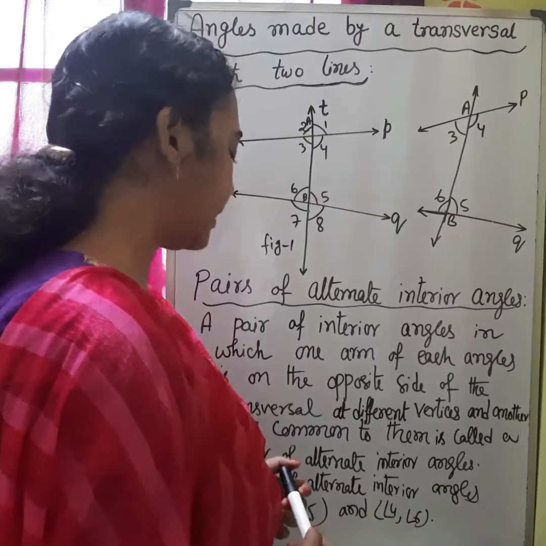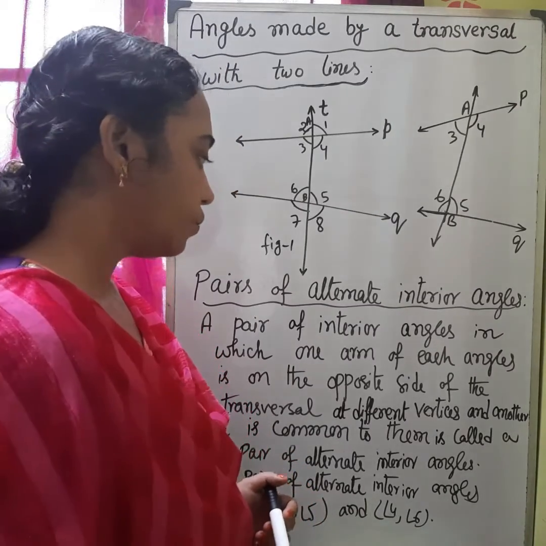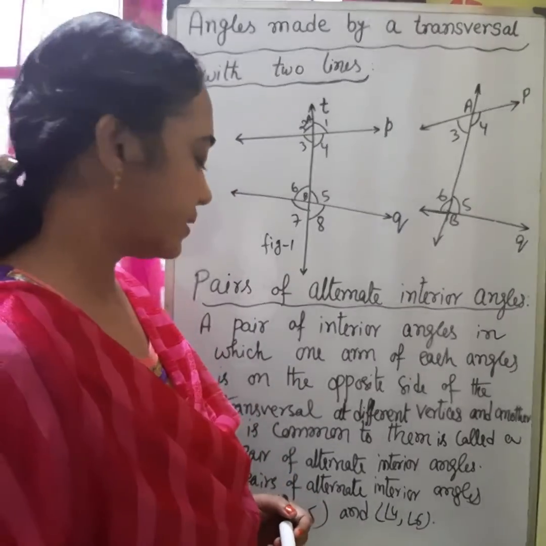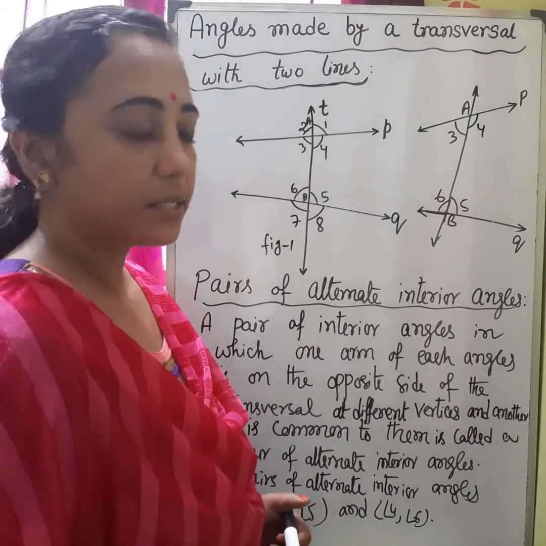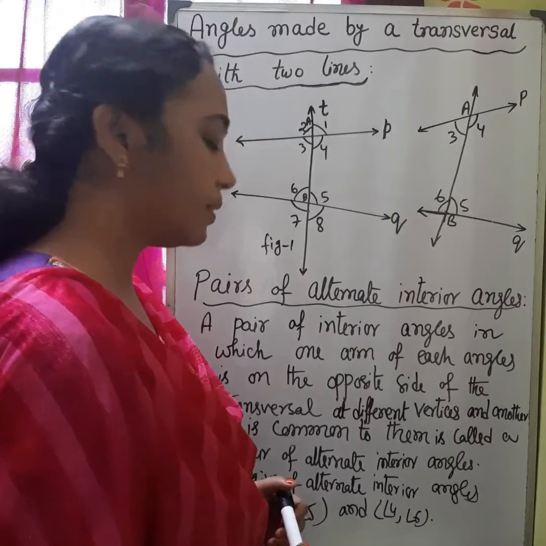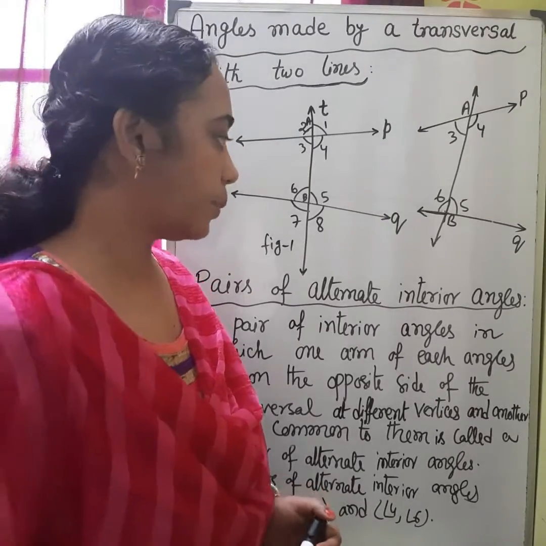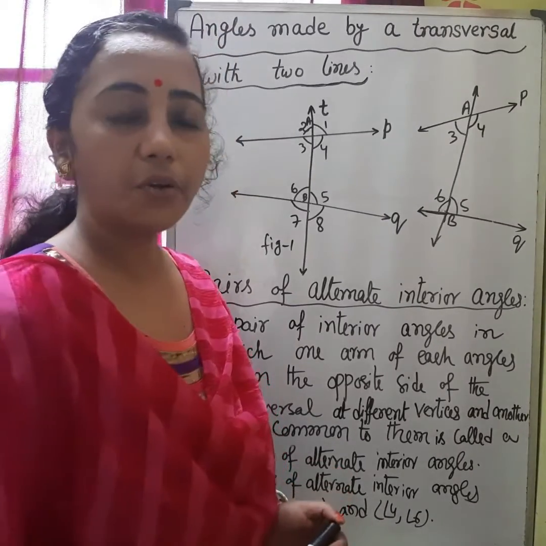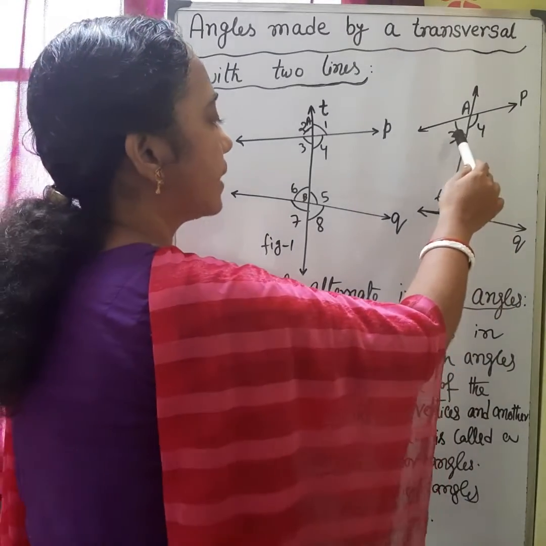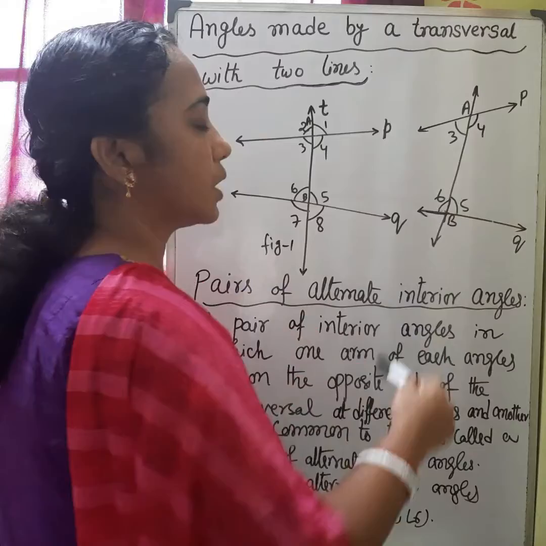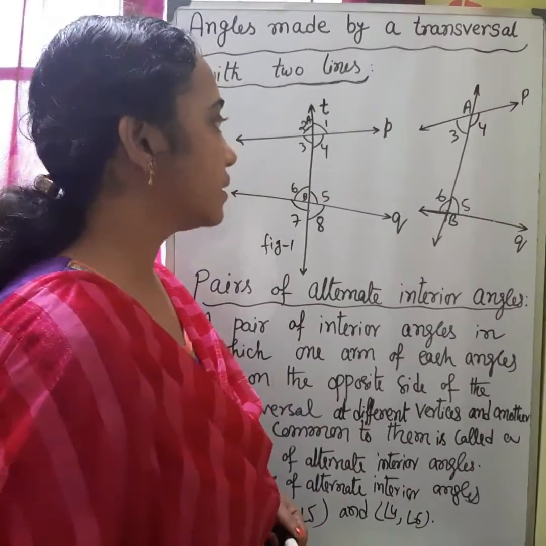A pair of interior angles in which one arm of each angle is on the opposite side of the transversal at different vertices and another arm is common to them is called a pair of alternate interior angles. Now look at this figure. Here angles 3, 4, 5, 6 are all interior angles.